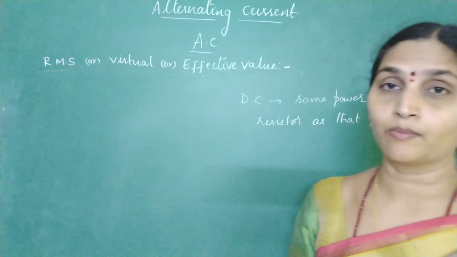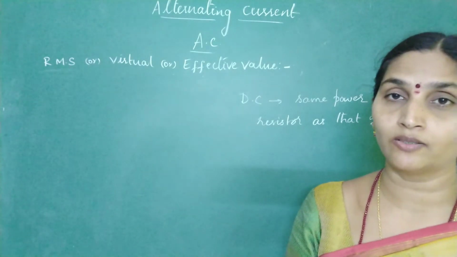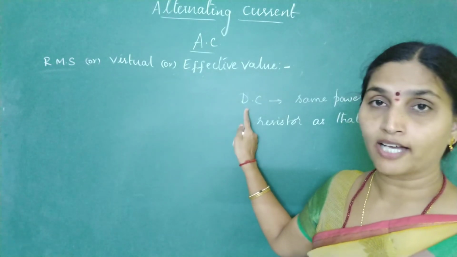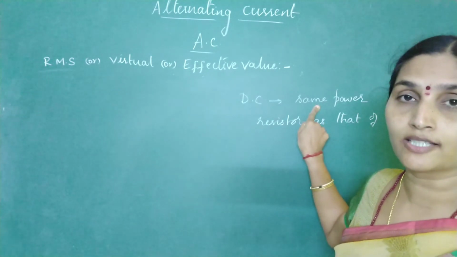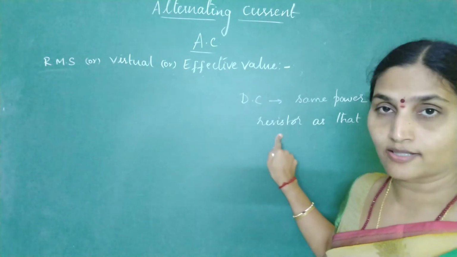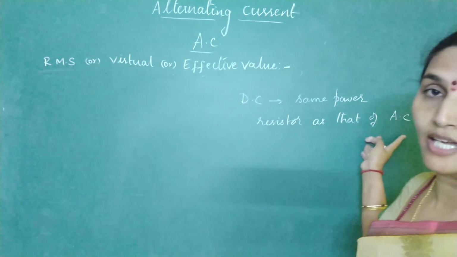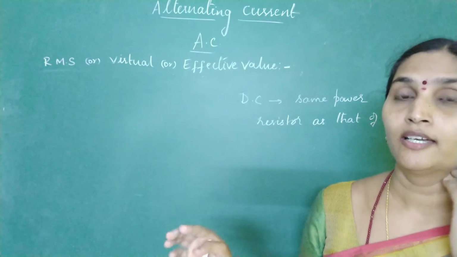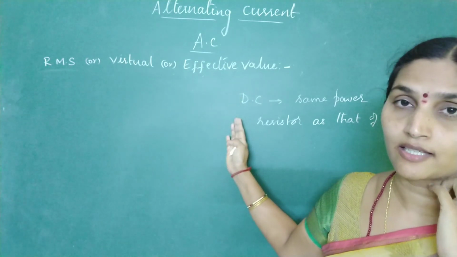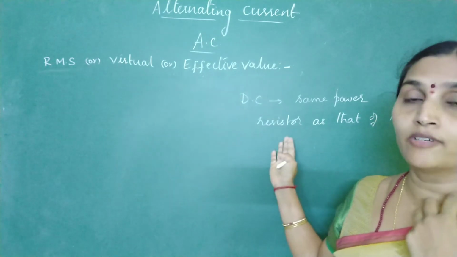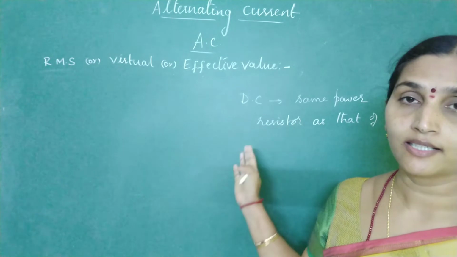Okay, I repeat the statement. How do we define this RMS value? It is that value of direct current which can produce the same power or deliver the same power through a resistor as that of AC. So indirectly, it is going to tell you what value of DC I have to replace so that the power delivered by a resistor remains the same.